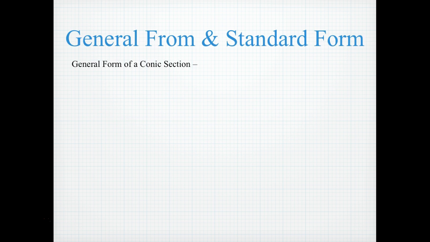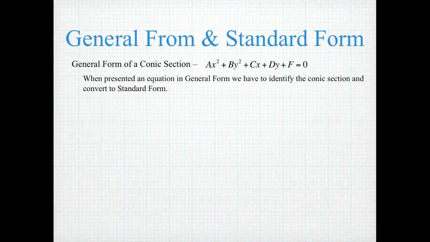The general form of a conic section is ax² + by² + cx + dy + f = 0. When presented with an equation in general form, we need to identify the conic section, then convert that equation into its appropriate standard form. The first thing we have to do is make sure we properly identify the conic section that we're presented with.